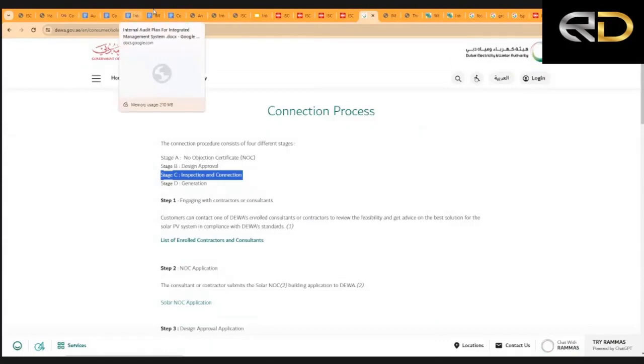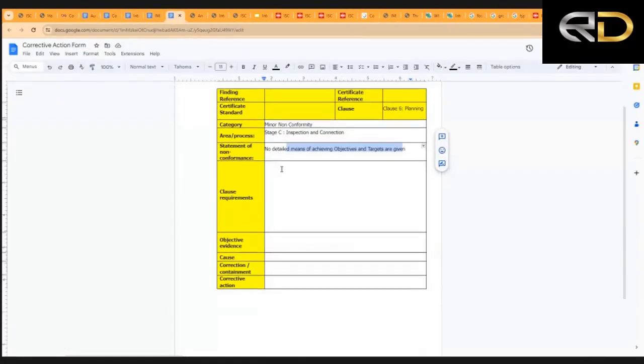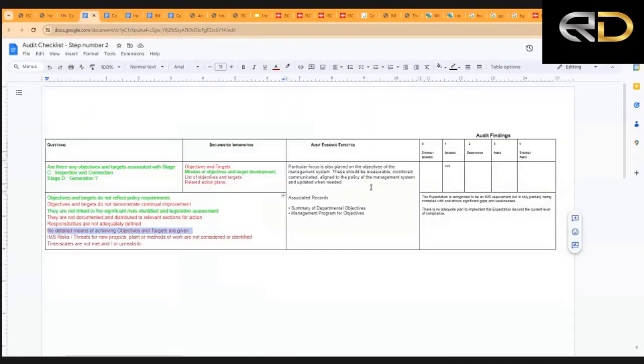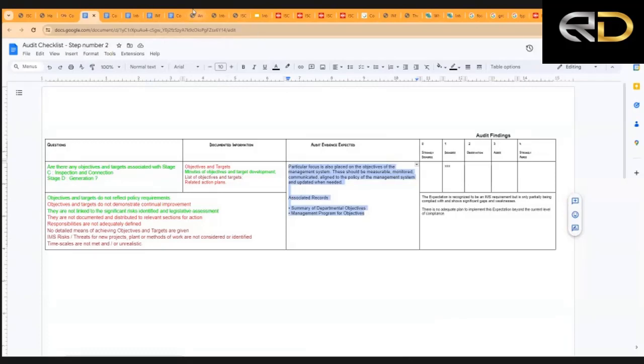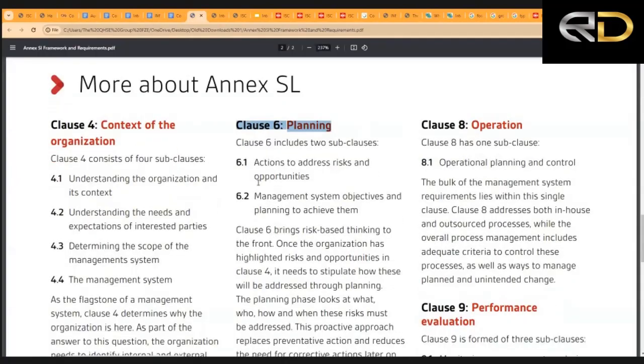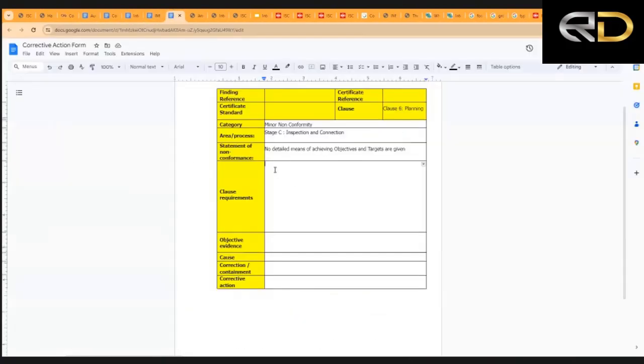And then after that, you are going to say, okay, what were they supposed to do? What kind of audit evidence did you expect to see? So you come over here and say, this is what I expected to see in these associated records. This is going to be the first one, coming from the Annex SL. So you say this was the requirement. And then you have to explain what exactly they are supposed to do. What does the detailed means of achieving objectives look like?